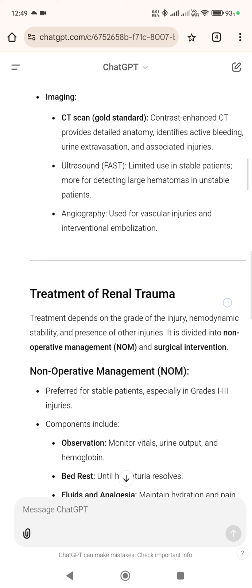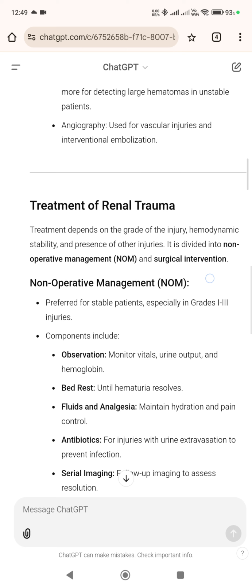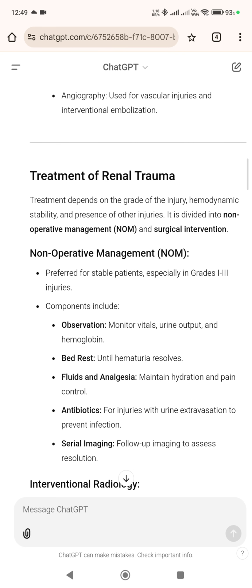Contrast-enhanced CT provides detailed anatomy, identifies active bleeding, urine extravasation, and associated injuries. Ultrasound: fast, limited use in stable patients, more for detecting large hematomas in unstable patients. Angiography: used for vascular injuries and interventional embolization.